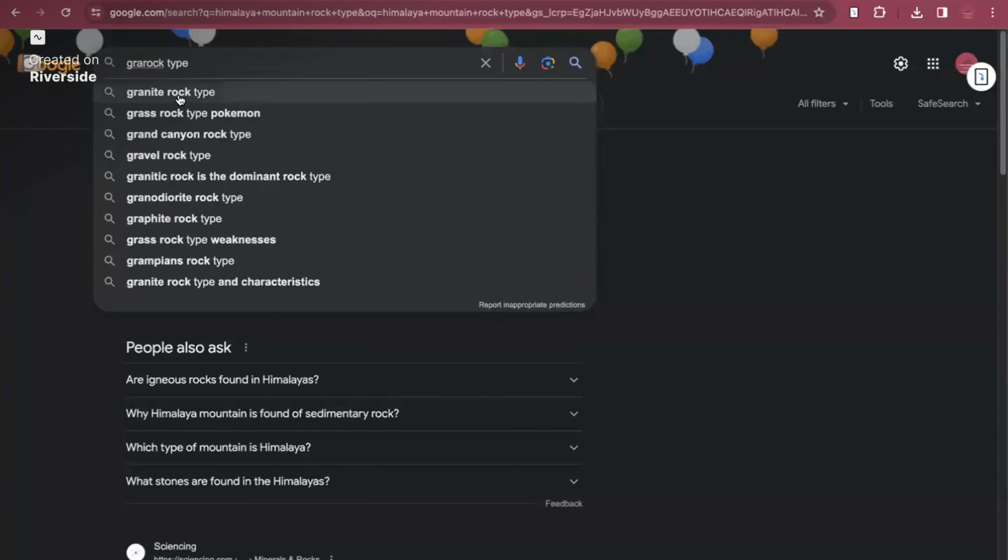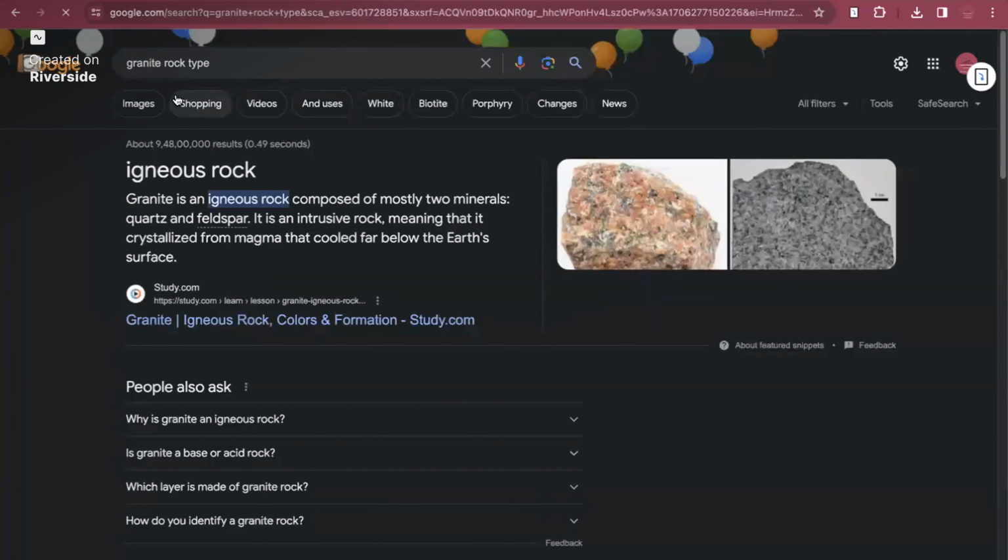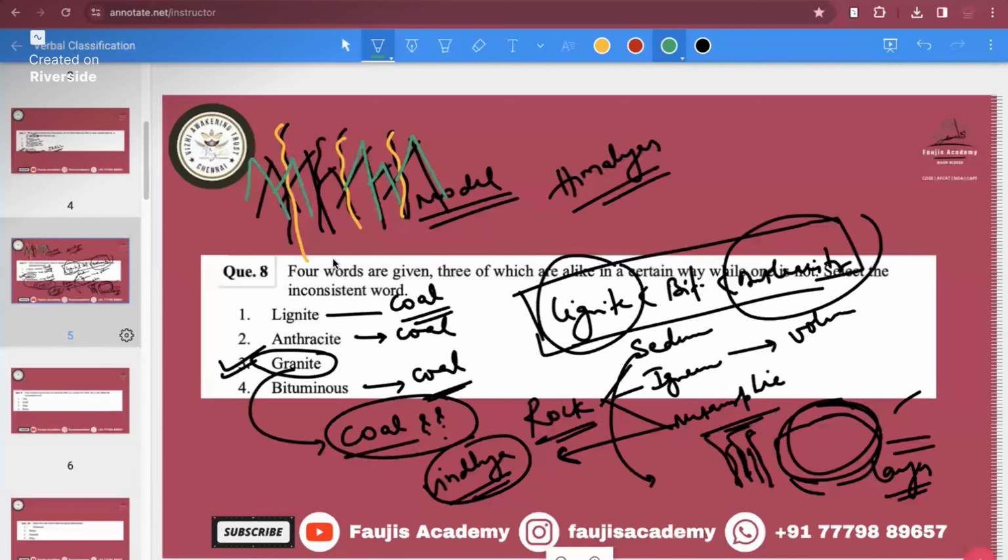Igneous rocks. Granite is igneous rock. It's composed of mostly two minerals, quartz and feldspar. Remember it. So granite is your igneous rock. Where is it found? Mainly in Rajasthan. And where in Rajasthan? Kota. Remember that. Cool, guys.